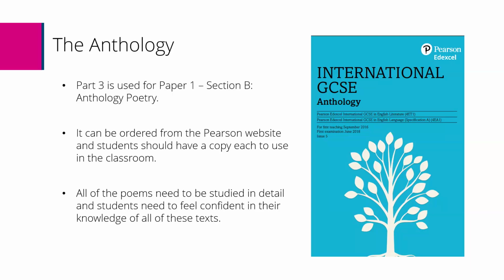So that anthology, part 3, is in paper 1, section B, the 30-mark question, and it's part 3 of the anthology. You order this from Pearson. Students should have a copy to use in the classroom. You need to study all of the poems in that part 3. Students need to feel confident that they know these texts well. We'll look at what the poems are later on in the training.